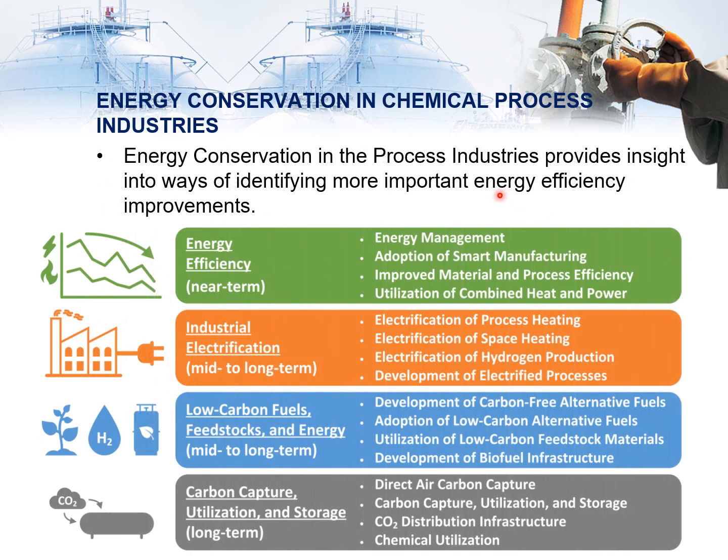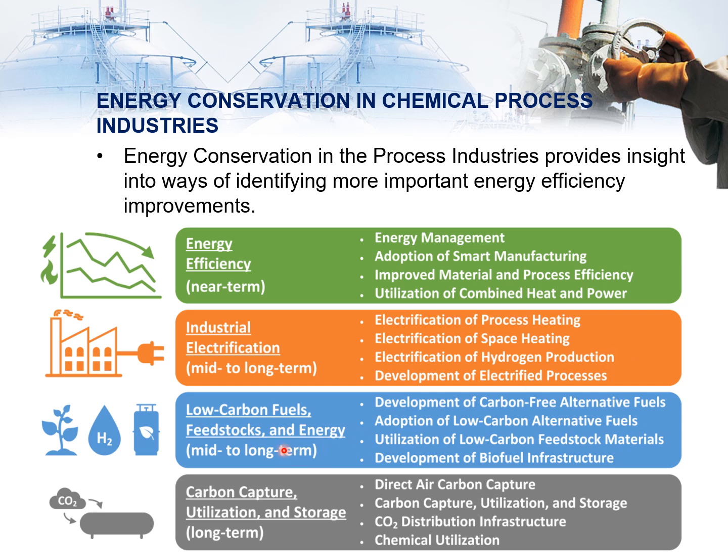And then we talk about energy conservation in chemical process industries. When we talk about energy conservation in chemical process industries, we look at how we make efficient use of energy, how we do our energy management, how we adopt smart manufacturing in order to conserve energy, we improve material and process efficiency, we combine various energy sources, that's the utilization of combined heat and power. Then we look at industrial electrification of process heating, how we use space heating, how we use hydrogen in our production, and development of electrified processes that lead to energy conservation in a sustainable environment.